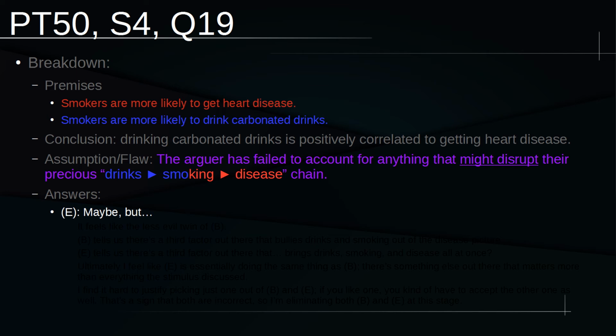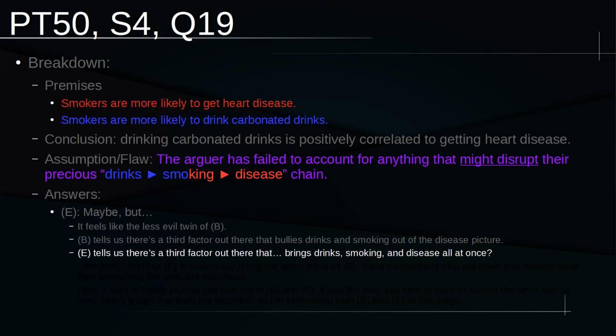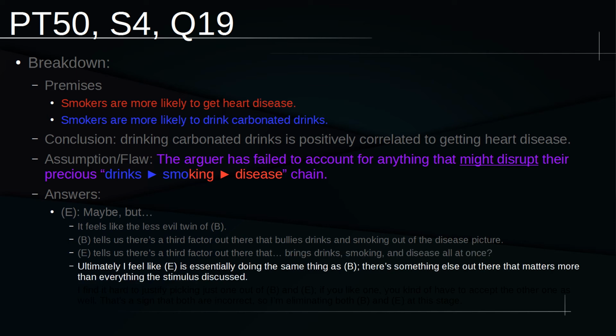And when we get down to E, this is another maybe much like A and B, but something was a little bit different here. In a lot of ways, it felt like the less evil twin of B. Where B tells us there's a third factor out there that basically bullies drinks and smoking out of the disease picture, saying that all the drinks and smoking stuff that we discussed in the premises is just not significant compared to this mystery third factor, E tells us that there's a third factor out there that explains drinks, smoking, and disease all at once. The net effect, logically, is that E is pretty much doing the same thing as B. In both of those choices, there's something else unspoken of out there that matters more than everything in the stimulus that was discussed.